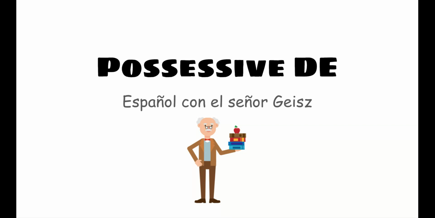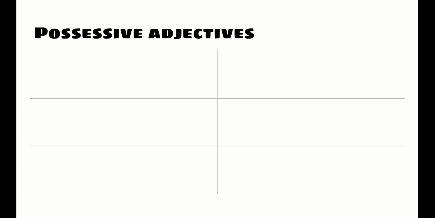In this video, I'm going to be talking about how to use the word de to show possession in Spanish. So possession, if you remember from my last video, means that somebody owns something. And we learned before that you can use the possessive adjective to show who owns something.